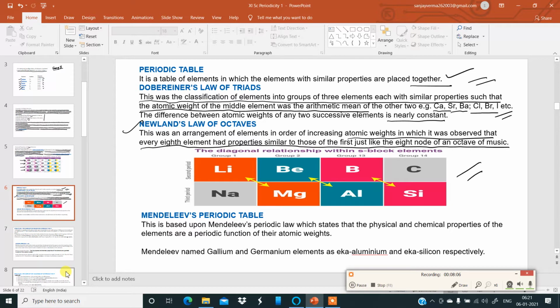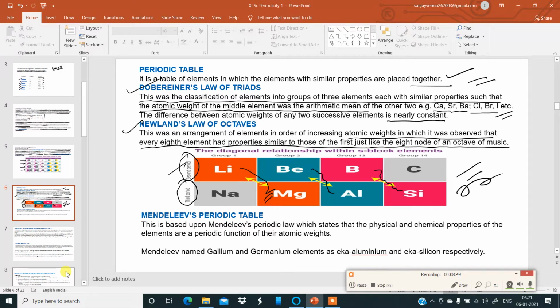What is diagonal? The elements of the second period resemble the elements of the third period diagonally placed, like lithium and magnesium, they have similarity in properties. Beryllium and aluminum, similarity in properties. Boron and silicon also have similarities in properties. These are some knowledge which you have already learned in class 10, but here it is done for the sake of revision.